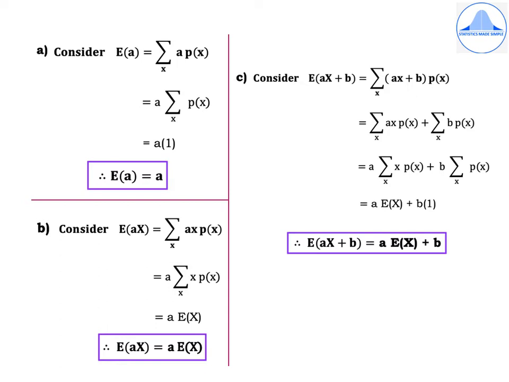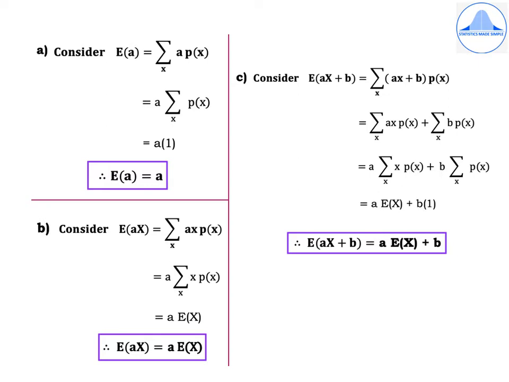We have to prove that E of A is equal to A. For this, we have to make use of the E of X formula, which is summation over x, x P of x. So now instead of small x, what we have is A. So start with the left hand side of the result. Consider E of A. Using the E of X formula, this will be equal to summation over x. Instead of x P of x, it will be A into P of x. P of x will not change. P of x is a probability mass function. It will always remain the same.